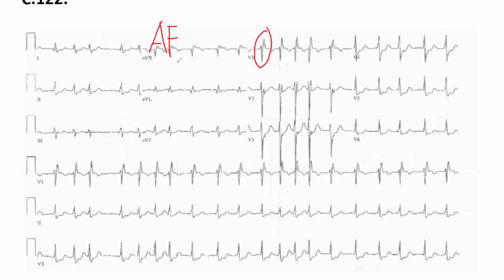Which bundle is blocked? The right one. Yes, because you see this wide R wave in V1 and the deeper S wave on the left side. So that's a right bundle branch block plus atrial fibrillation. The axis was normal, so it's fine. All right, let's move on.